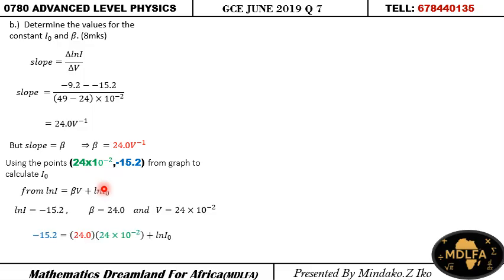So at the end of the day, if I substitute these values, you notice that my ln I naught is negative 15.2 equals 24.0 times, this is my beta. According to the equation, we have beta times V, of which I know that my V is 24 times 10 to the minus 2, and then plus ln I naught. So if I take this times this, I'll have my answer, and then I just send the answer to the other side so I can calculate my ln I naught. It means if I take this times this, I'll have 5.76.